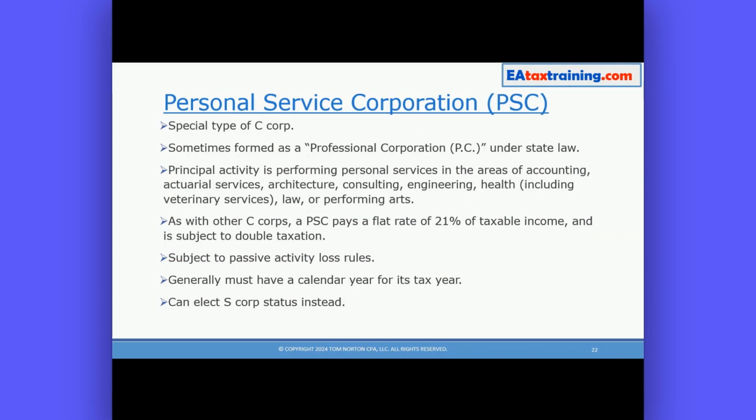As with other C corps, a PSC pays a flat rate, 21% of taxable income, and therefore they are subject to double taxation, just like any other C corporation. It is also subject to the passive activity loss rules. They generally must have a calendar year for their taxable year. So a regular C corporation can choose any taxable year that they want, but a personal service corporation usually has to have a calendar year for its tax year. And a personal service corporation can elect S corp status instead if they'd like to be taxed as an S corp instead of as a C corp.